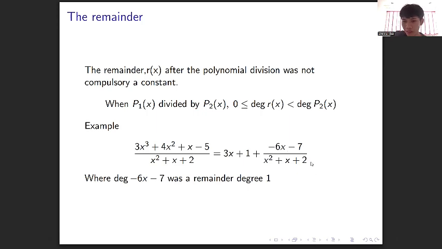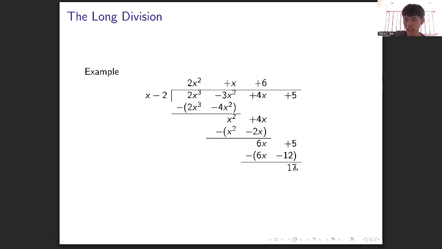Yeah. And if you ask why the degree of the remainder must be lesser than the degree of polynomial 2, the reason is that if the degree of the remainder is greater than or equal to the degree of polynomial 2, this means we can keep on doing the process until the degree of the remainder is smaller than that. Yeah, this is the reason.